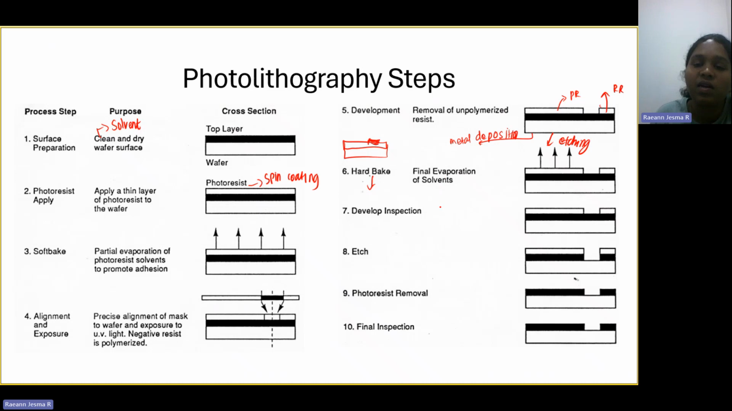In etching, whichever region is not protected by the photoresist will get etched. So this particular region will get etched. Then we will remove the photoresist and we'll have a patterned layer. So in the case of metal deposition, you will have a different kind of structure, whereas in the case of etching, you have a different kind of structure that is finally formed.